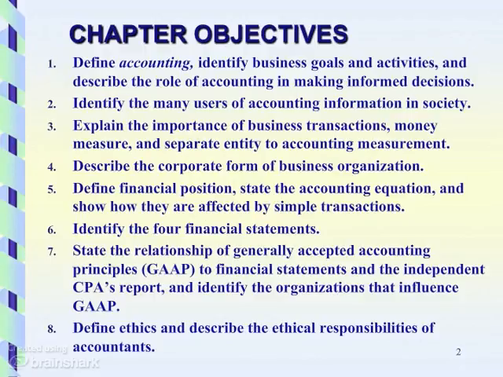The objectives of this chapter are to define accounting, identify business goals and activities, describe the role of accounting in making informed decisions, identify the many users of accounting information, explain the importance of business transactions, money measures, and separate entities to the accounting measurement process, describe the corporate form of business organization, define financial position, and ensure that we understand the accounting equation in light of our new variables for stockholders' equity.